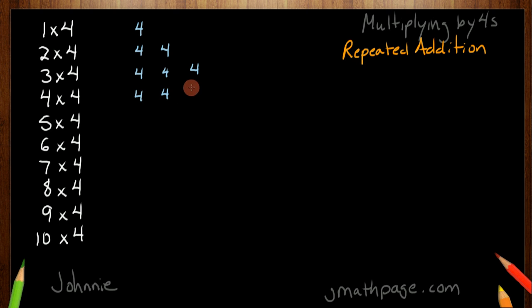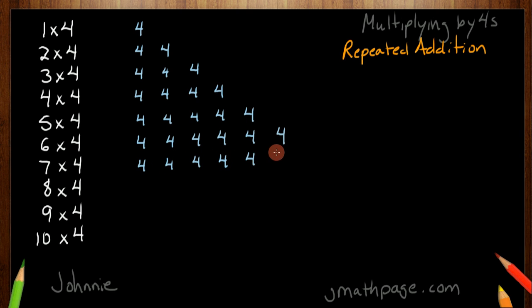1, 2, 3, 4. 5 times 4, well, I'll add 4 5 times. 1, 2, 3, 4, 5. That's a lot of 4's. What about 6 times 4? Well, I'll add 4 6 times. 1, 2, 3, 4, 5, and 6. And what about 7 times 4? Well, I'll add 4 7 times. 1, 2, 3, 4, 5, 6, and 7.